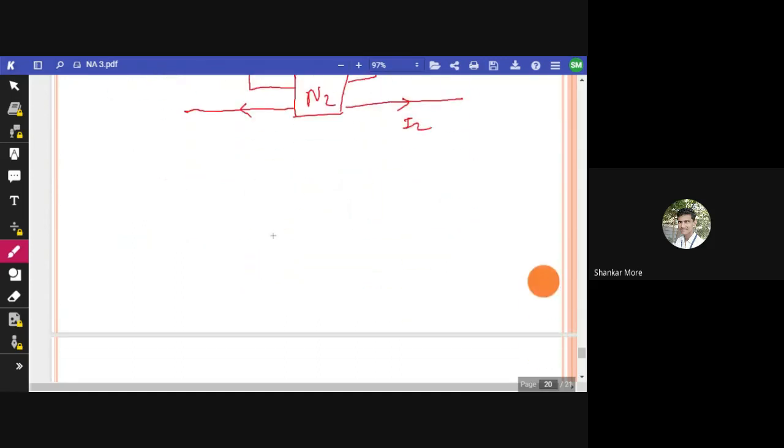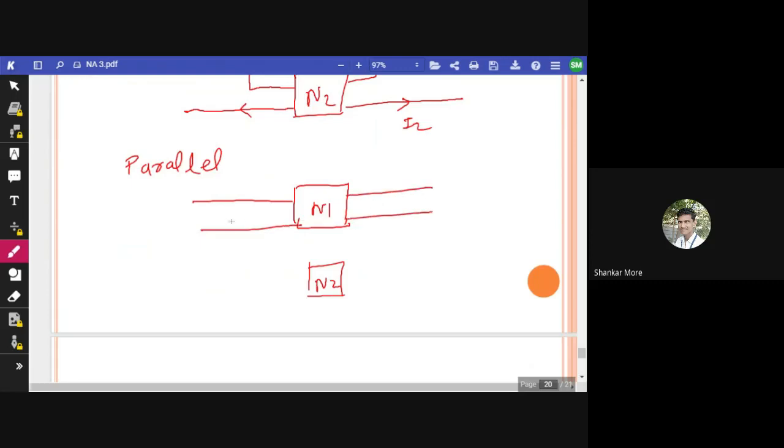Now parallel arrangement. What is parallel arrangement? In parallel arrangement, voltage across both the terminals should be equal. Let us suppose this is a network N1, this is a network N2, and these are two ports, input port and output port. So similarly, it should be connected to this, and this should be connected here, and it should be connected here. So this is called a parallel arrangement.